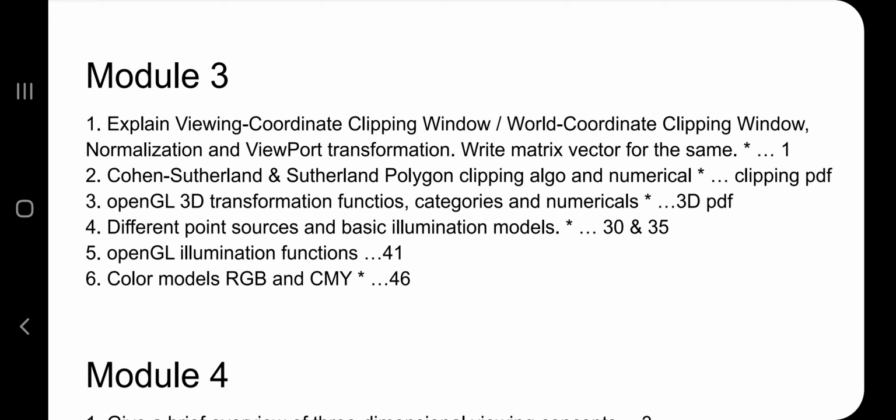But the flow of this video will be as follows. Firstly, we will be discussing this question, then we will come to this question and this one and this one. Finally, after that is done, we will go to Cohen Sutherland, and then Sutherland Hodgman polygon clipping algorithm and numerical. Then we will be seeing the 3D transformation functions, categories, and numericals. Actually, the numericals are not asked in any of the papers, so I will not be discussing that. I will just discuss the matrix values and the transformations that happen in 3D geometry.